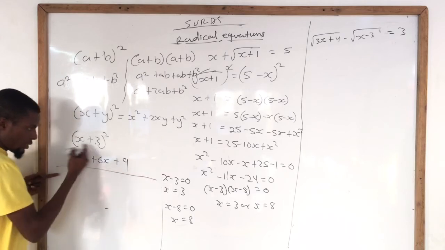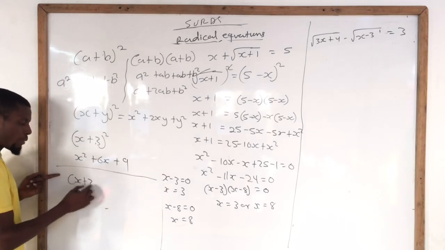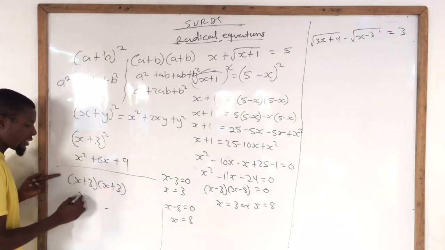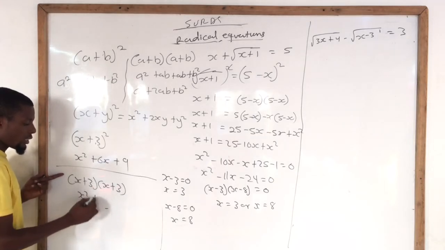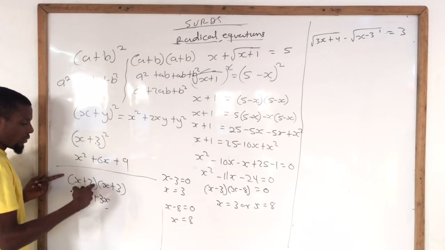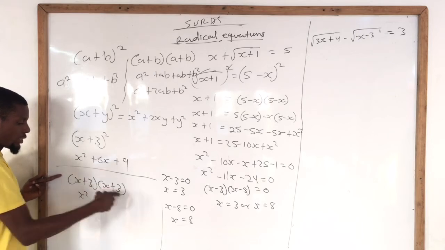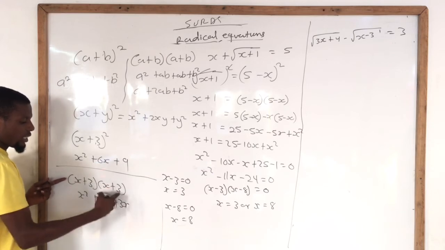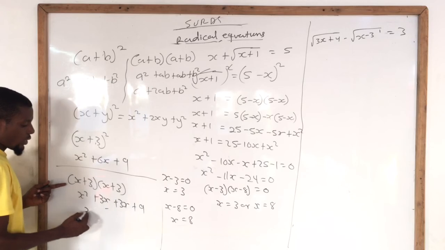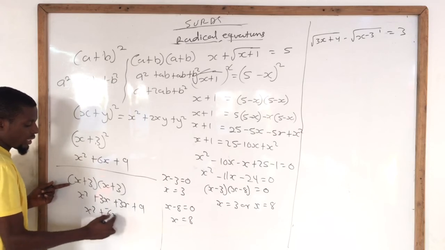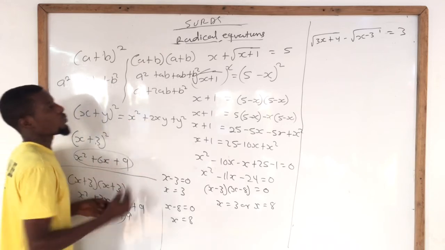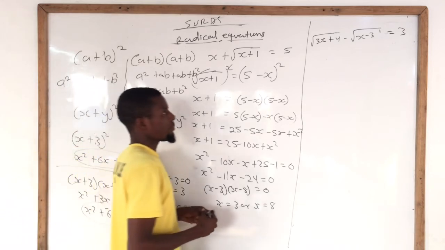If you check this one, if you multiply it by the normal core maths means, you still get the same thing. X times x is x squared. X times 3 is 3x. Then 3 times x is still 3x. And then 3 times 3 is what? 9. So here I have x squared plus 6x plus 9. You see I had the same thing. So that's what we are going to apply here, right?